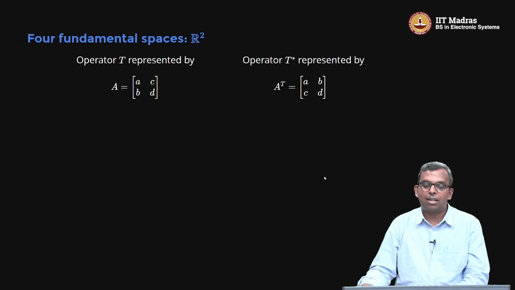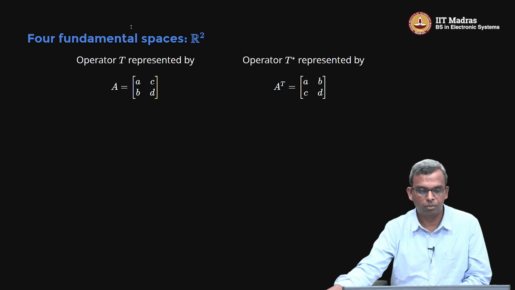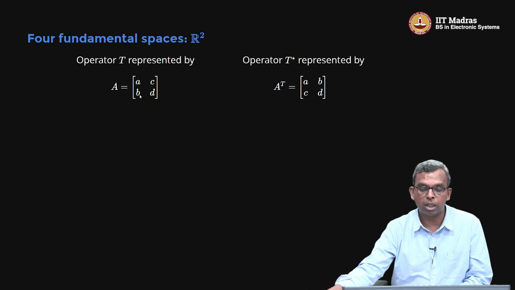So here are the 4 fundamental subspaces associated with any matrix. The moment you have a matrix, you will associate 4 fundamental subspaces to it, and that's T and T star, of course, A and A transpose.